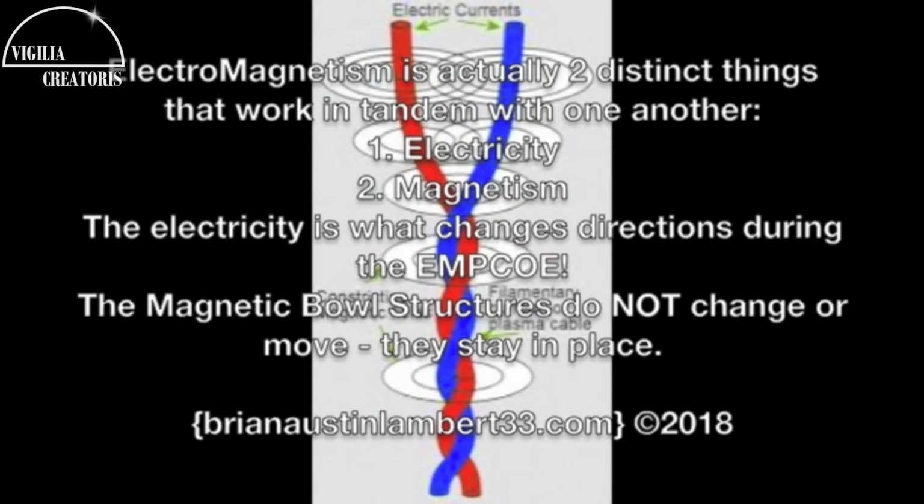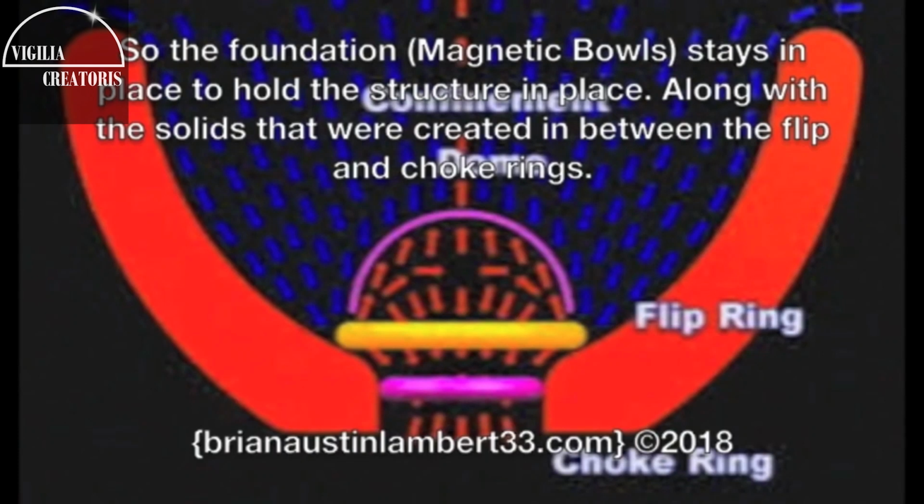Electromagnetism is actually two distinct things that work in tandem with one another. One, electricity. Two, magnetism. The electricity is what changes directions during the EMPCOE. The magnetic bowl structures do not change or move. They stay in place. So the foundation, the magnetic bowls, stays in place to hold the structure in place, along with the solids that were created in between the flip and choke rings.